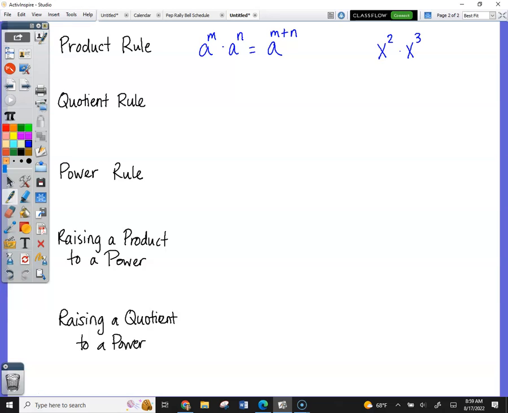Think to yourself, x squared is how many x's? There's 2. X cubed is how many x's? 3. So, how many x's are there? 5. Right? Your mind probably wants to say 6 because you see that you're multiplying. But you're multiplying the bases. You're not multiplying the powers.